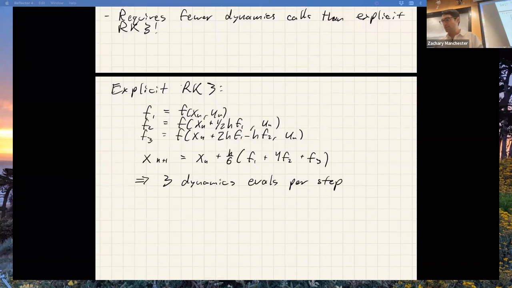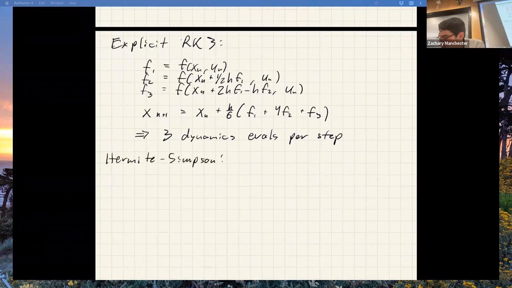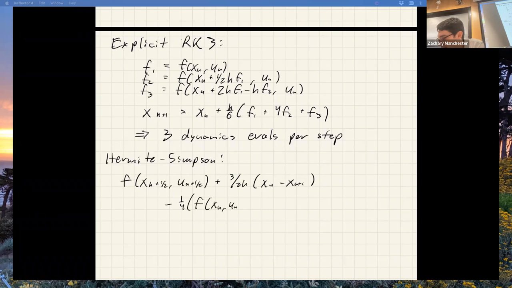Okay, now let's look at the Hermite-Simpson thing again, and look at the same kind of thing. Okay, so here's what that looks like. We've got f of x_{k+1/2}, u_{k+1/2}, plus 3 over 2h times (x_k minus x_{k+1}), minus 1/4 times (f of x_k, u_k plus f of x_{k+1}, u_{k+1}). Okay.